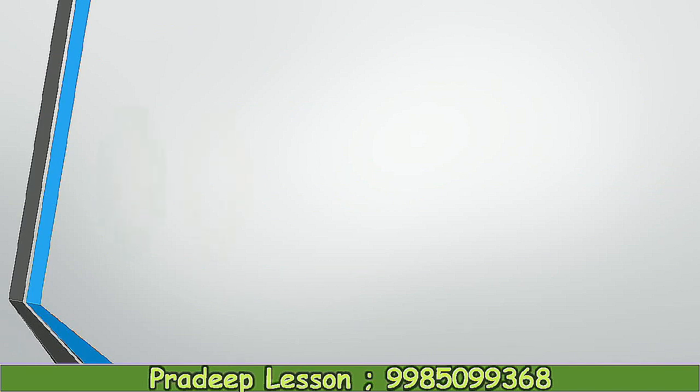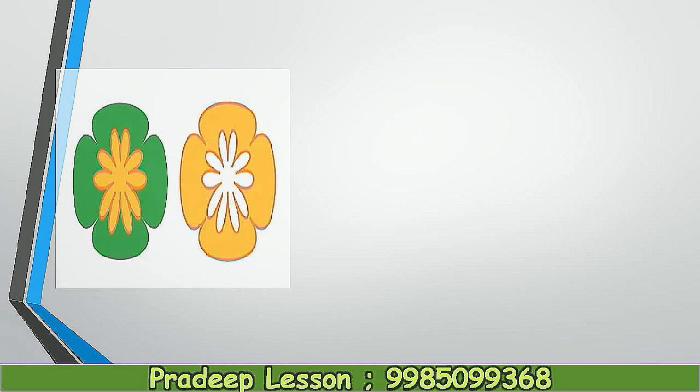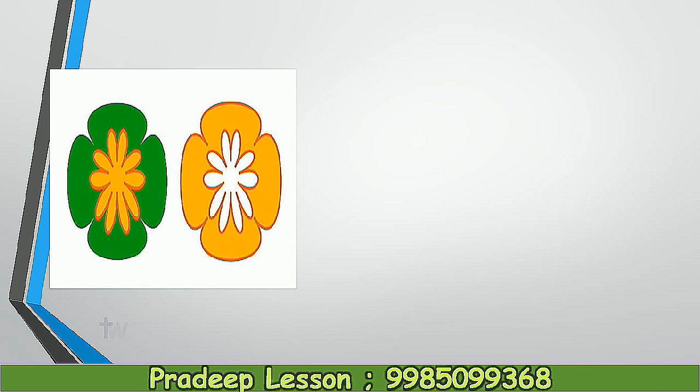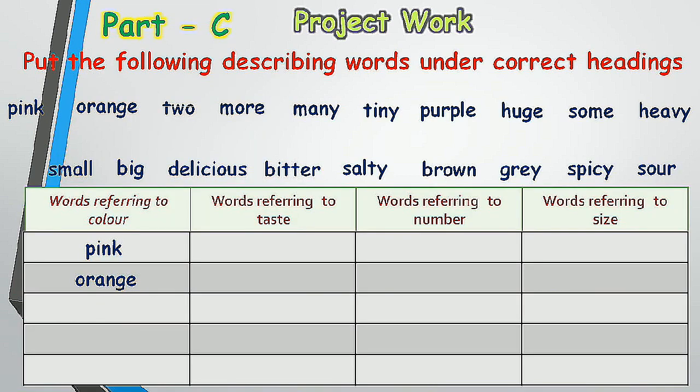And then next picture. Here there are two flowers. Two indicates a number, and this word is referring to number. Here 2 goes to number in this table.